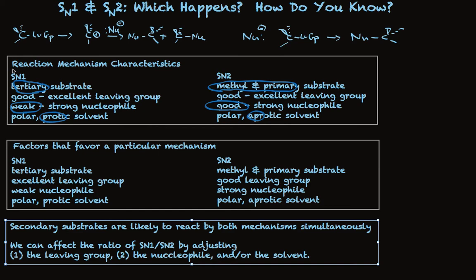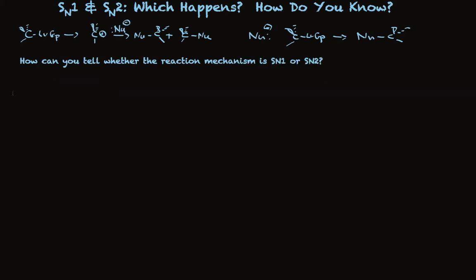Now I've got a second question for you. Suppose that we do believe that one mechanism or the other operates, or that a mixture operates. How do you know that? How can you tell? To answer the question whether the reaction mechanism is SN1 or SN2, there are two types of information you can look at.